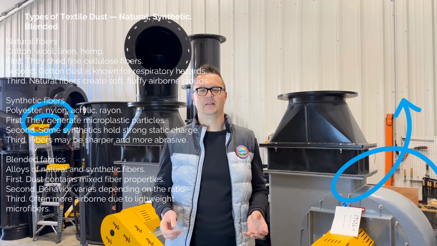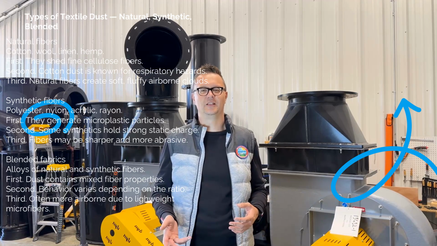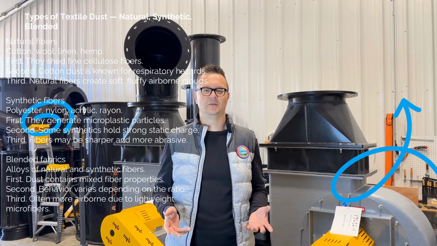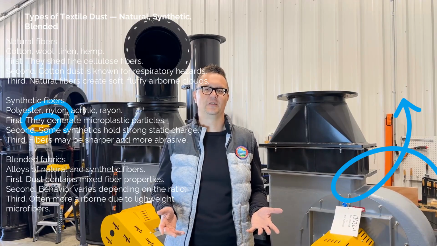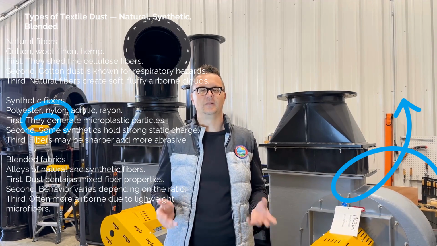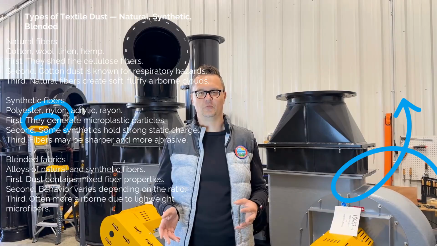Types of textile dust: natural, synthetic, blended. Different textiles produce very different dust patterns. Natural fibers: cotton, wool, linen, hemp. First, they shed fine cellulose fibers. Second, cotton dust is known for respiratory hazards. Third, natural fibers create soft, fluffy airborne clouds.